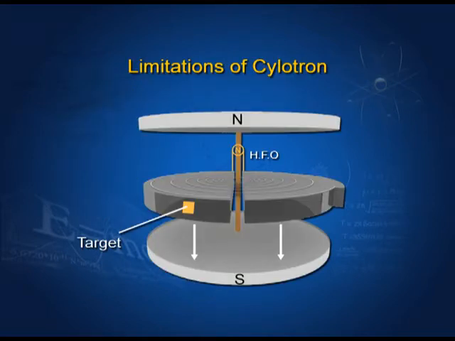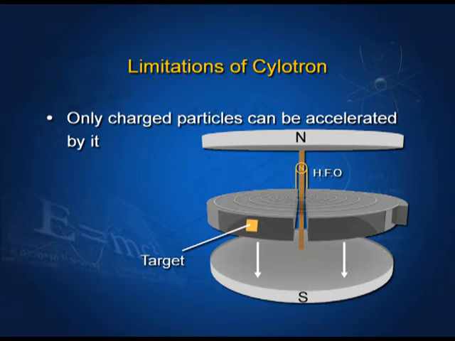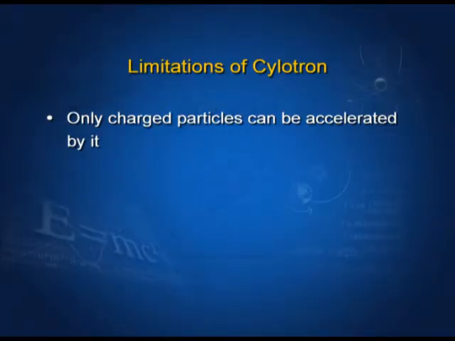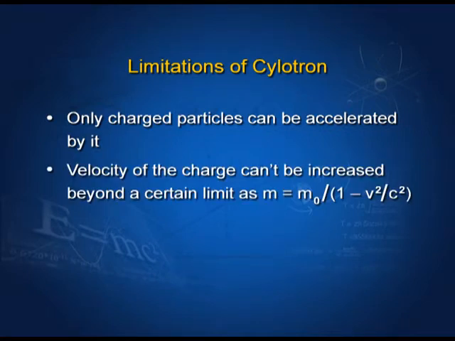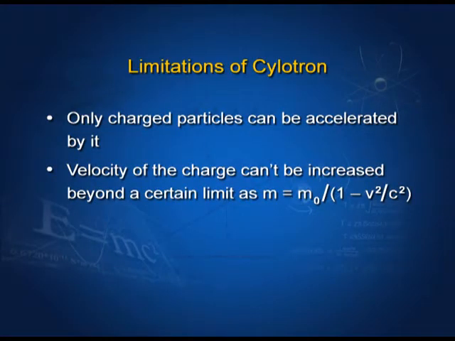Limitations of cyclotron. There are certain limitations of this cyclotron. Number 1, only charged particles can be accelerated by it, because if the particle is neutral, then neither will it experience electric force nor will it experience magnetic force. Hence, we cannot increase its velocity in the cyclotron. Second limitation, velocity of the charge cannot be increased beyond a certain limit. As we know, according to Einstein's theory of relativity, mass of the charged particle increases with the velocity by the relation m equals m naught divided by the square root of 1 minus v square upon c square. If velocity of the charged particle is increased close to the speed of light, then mass of the charged particle also increases.